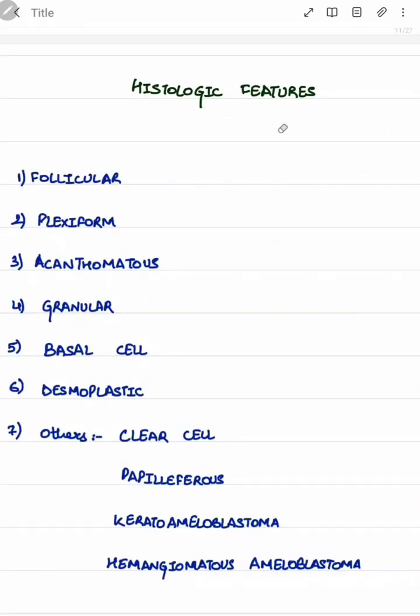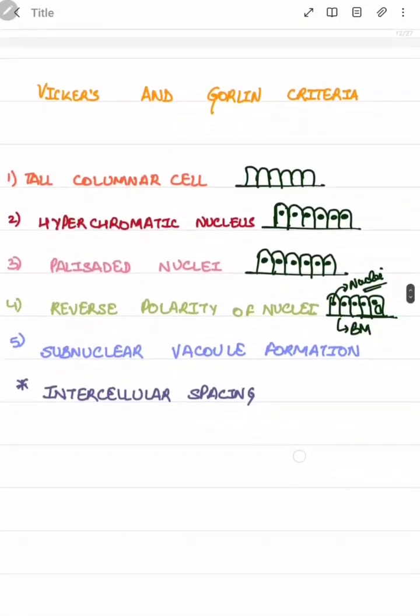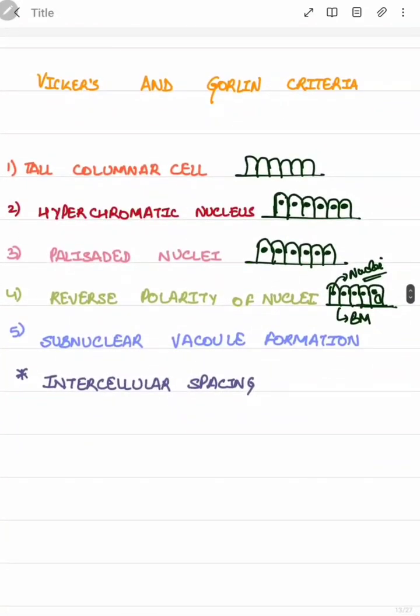We will discuss the histological features or the histological types of ameloblastoma basically. So there are many types of ameloblastoma, but before studying these types, we will discuss the diagnostic criteria of ameloblastoma, that is the Vickers and Gorlin criteria.